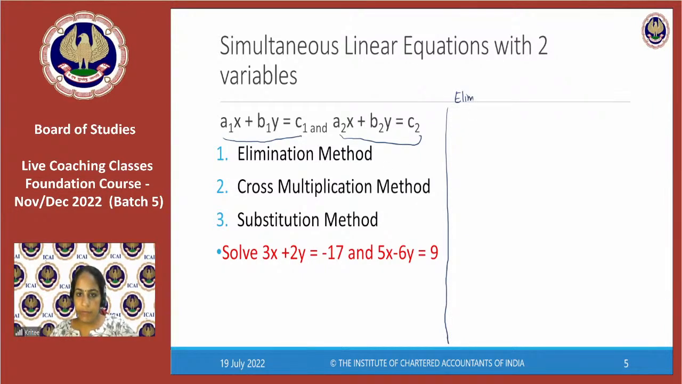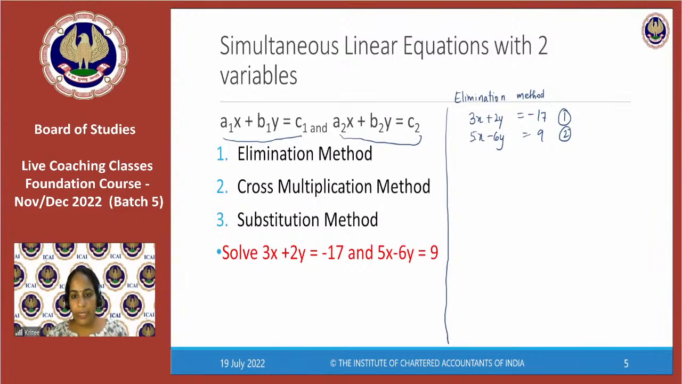Understand the meaning of each. The elimination method. What does this elimination method say? For these equations given to me: 3x plus 2y is equal to minus 17, equation number 1. 5x minus 6y is equal to 9, equation number 2. Elimination says try to eliminate one variable from these two equations.